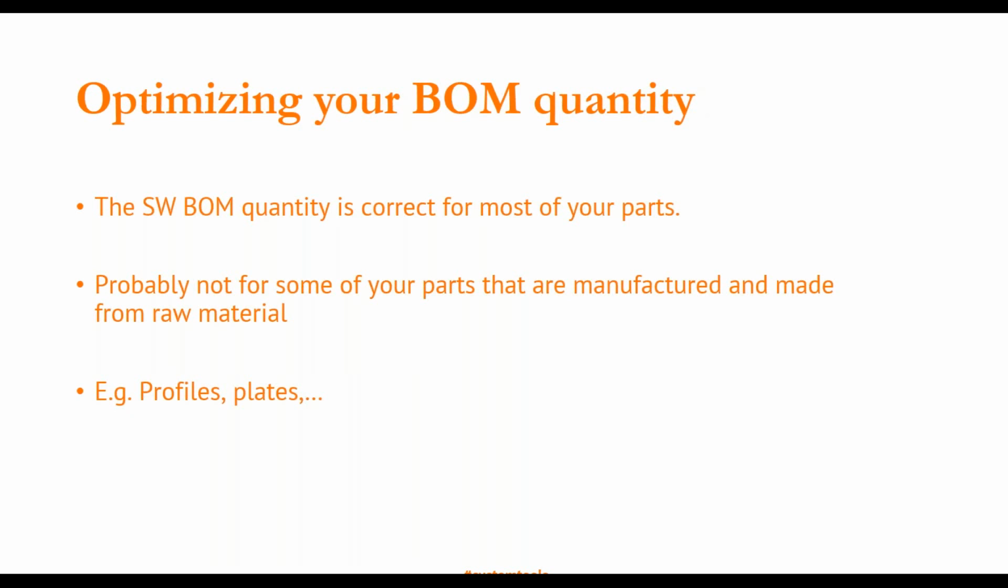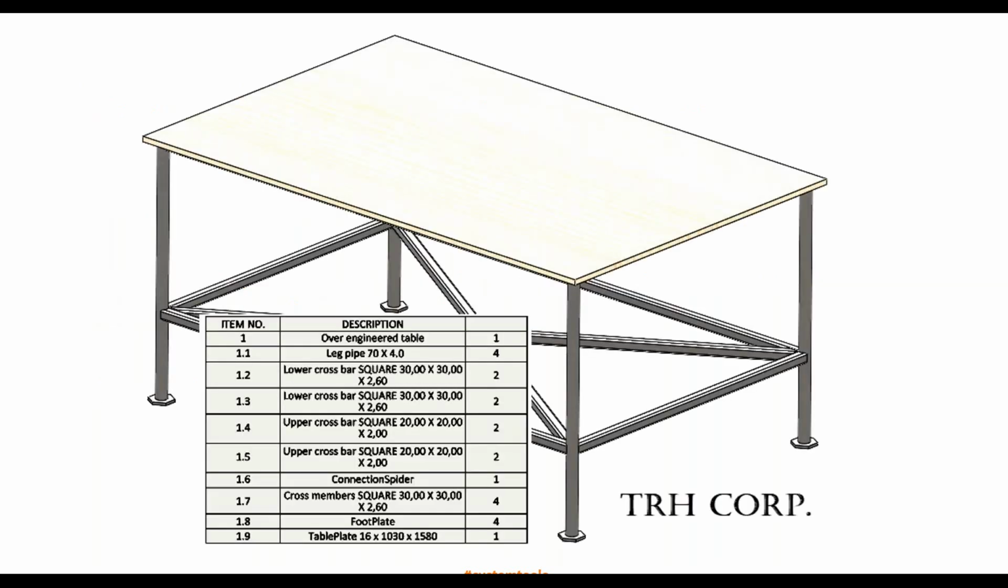So how can quantities defined in my SolidWorks BOM differ from the quantity that I need to have in my ERP BOM? Well, for most of the parts that you have, that is not true. The ratio will remain 1-to-1, so there are no issues. Issues will arise when you start to look at parts that are profiles or plates, which are probably cut from a raw material, so some of the parts that you need to manufacture.